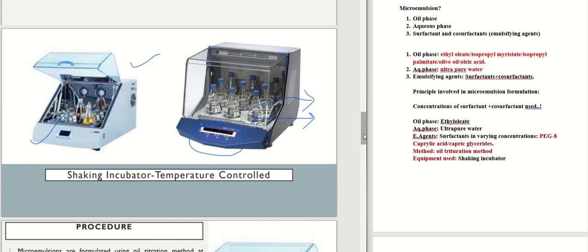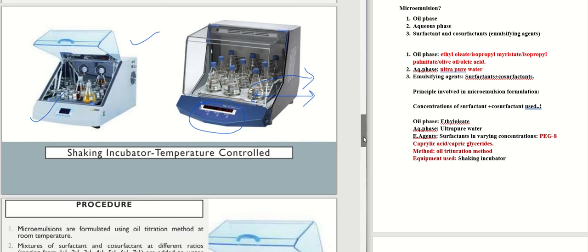Now this is the basic setup that is used to prepare a microemulsion, where a specific temperature can be controlled in the working environment. Because in most emulsion preparations, we need to maintain the temperature of the oil phase and also the aqueous phase.